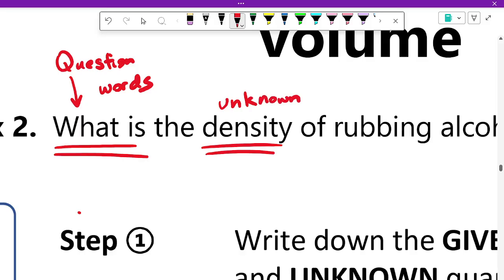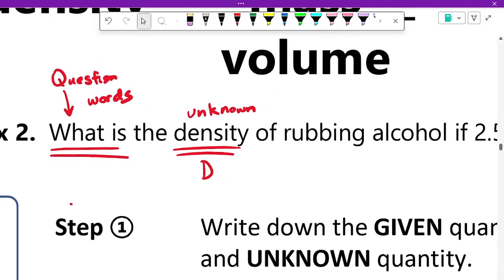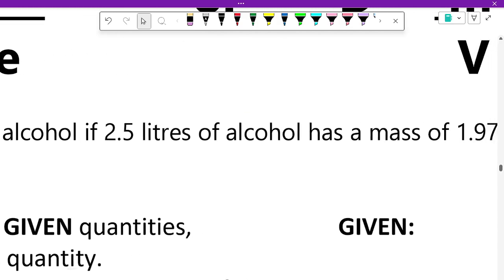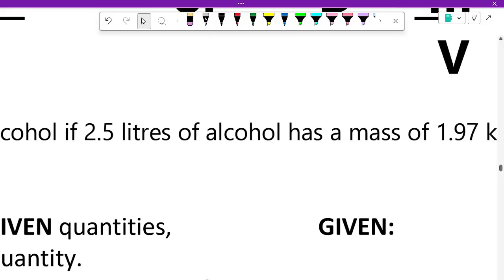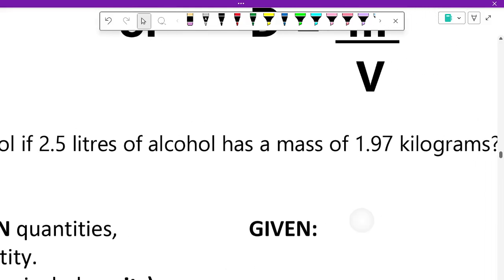What is the symbol for density? Big D. So we're just going to put that there just so we remember. What is the density of rubbing alcohol if 2.5 liters of alcohol has a mass of 1.97 kilograms? So you're going to read the rest of that and you're going to pick out your given quantities.